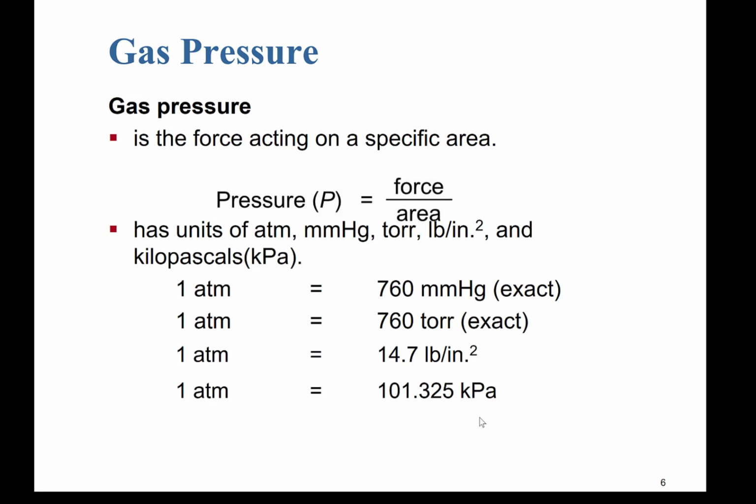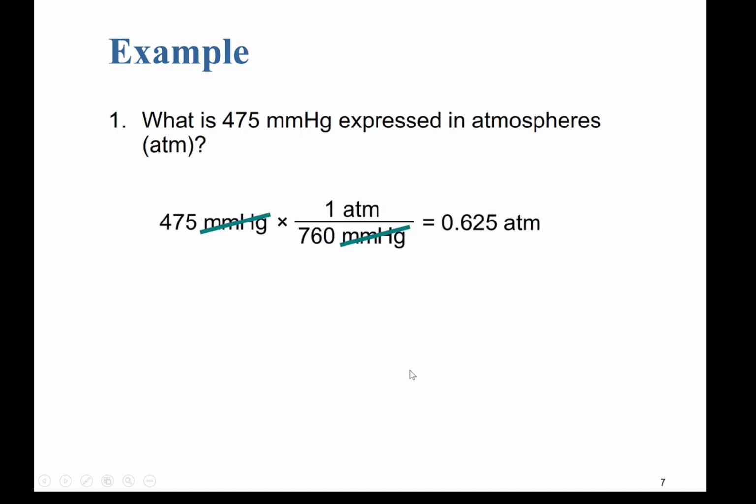Now, down here, these are some conversion factors. So 1 atmosphere is 760 millimeters of mercury. 1 atmosphere is 760 torr. 1 atmosphere is 14.7 psi. And 1 atmosphere is 101.325 kilopascals. And again, these are conversion factors, so those won't be counting towards your significant figures.